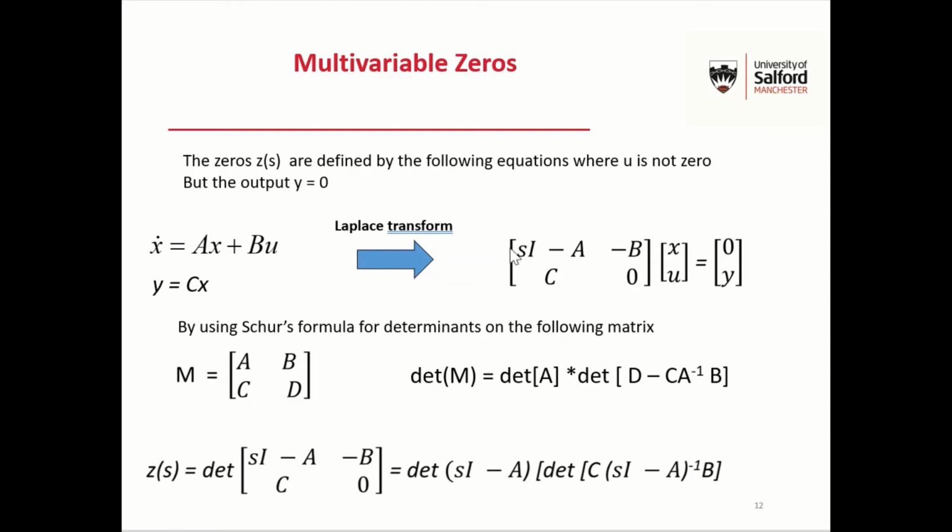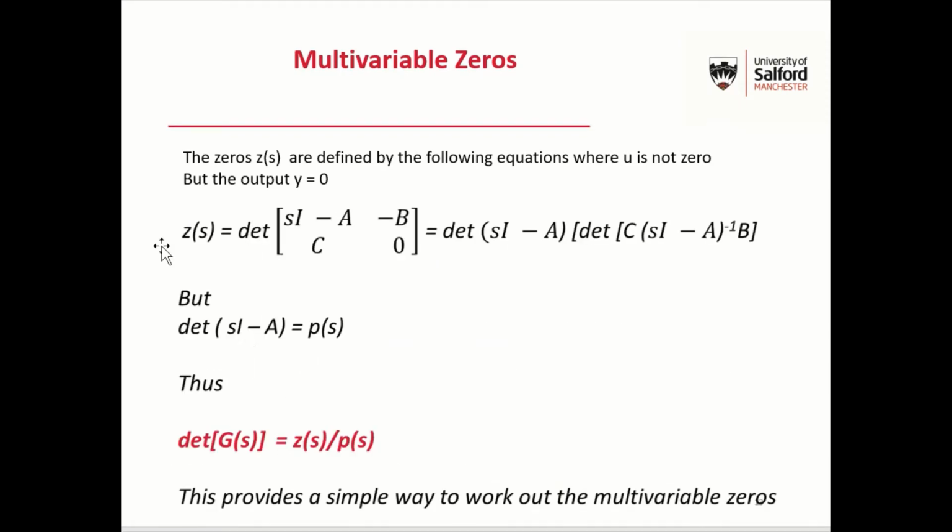We can apply this now to this matrix here. So the first part is A, which is this term here, which is determinant of SI minus A, into D. Now D is 0, so that disappears. It's minus, there's C, so the C is the same as the C, so it becomes a C. A is SI minus A times minus B, so the minus times minus becomes a plus, and that becomes C into SI minus A to the minus 1 B. Now this gives us an expression for the zeros Z(S). It's this term here times this term here.